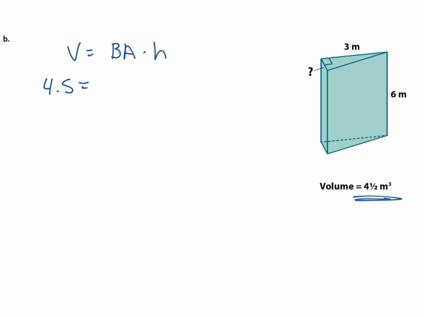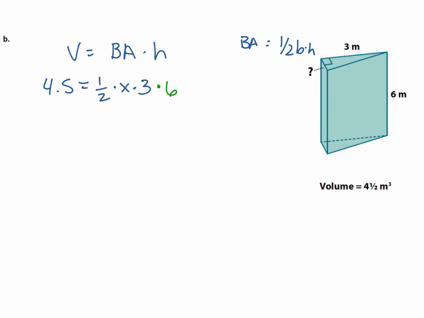Then for the base area, this shape is a triangle, so the base area is going to be half the base and height of the triangle. The base is an unknown, so we're going to use x as our question mark. And the height of the triangle is 3. The height of the entire prism is 6, so that's going to go as the h there. So this would be half the base and height of the triangle, and then the height of the whole prism.